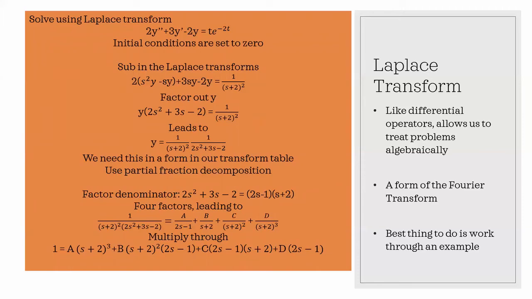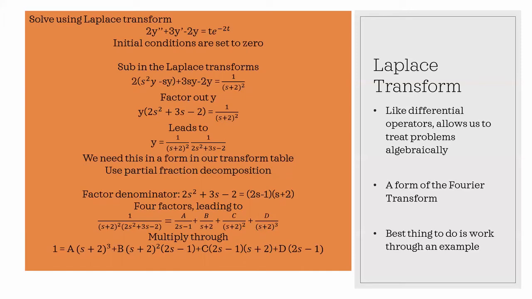And the first thing we're going to do is sub in our Laplace transforms. Our second derivative of y becomes s squared y minus sy. Our first derivative of y just becomes sy. Y becomes y, except now we're in the s domain, so technically y is now a function of s instead of t, but I'm dropping that notation now just for simplicity. And then we take the Laplace transform of our driving function, t times e to the negative 2t. If we look into our Laplace transform table, we find that this is equal to 1 over s plus 2 quantity squared.